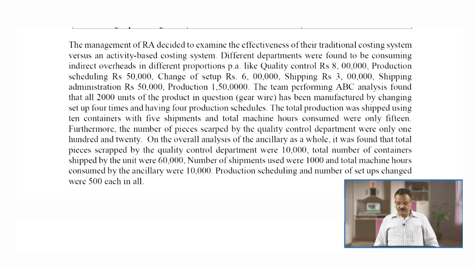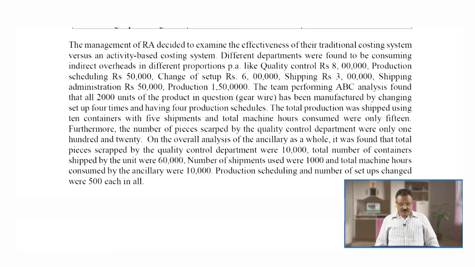So, the team performing ABC analysis found that all 2000 units of the product in question, that is the gear wire, have been manufactured by changing the setup 4 times and having 4 production schedules. The total production was shipped using 10 containers with 5 shipments, and total machine hours consumed were only 15.